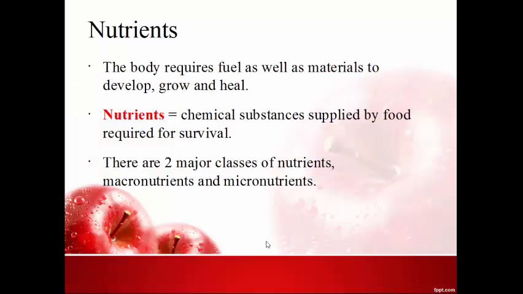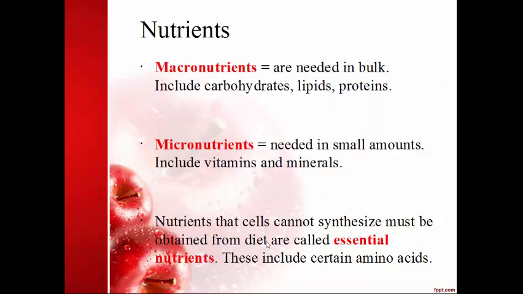Alright, next we'll move on to body metabolism. First we'll talk about nutrients. Of course, the body requires fuel as well as other materials to help develop and grow and heal. Nutrients are the chemical substances that are supplied by the food that you eat that are required for survival. There are two major classes of nutrients, macronutrients and micronutrients. Macronutrients, the prefix macro means large, so these are what are needed in bulk. So lipids, carbohydrates, proteins. The things that you need a lot of are macronutrients.